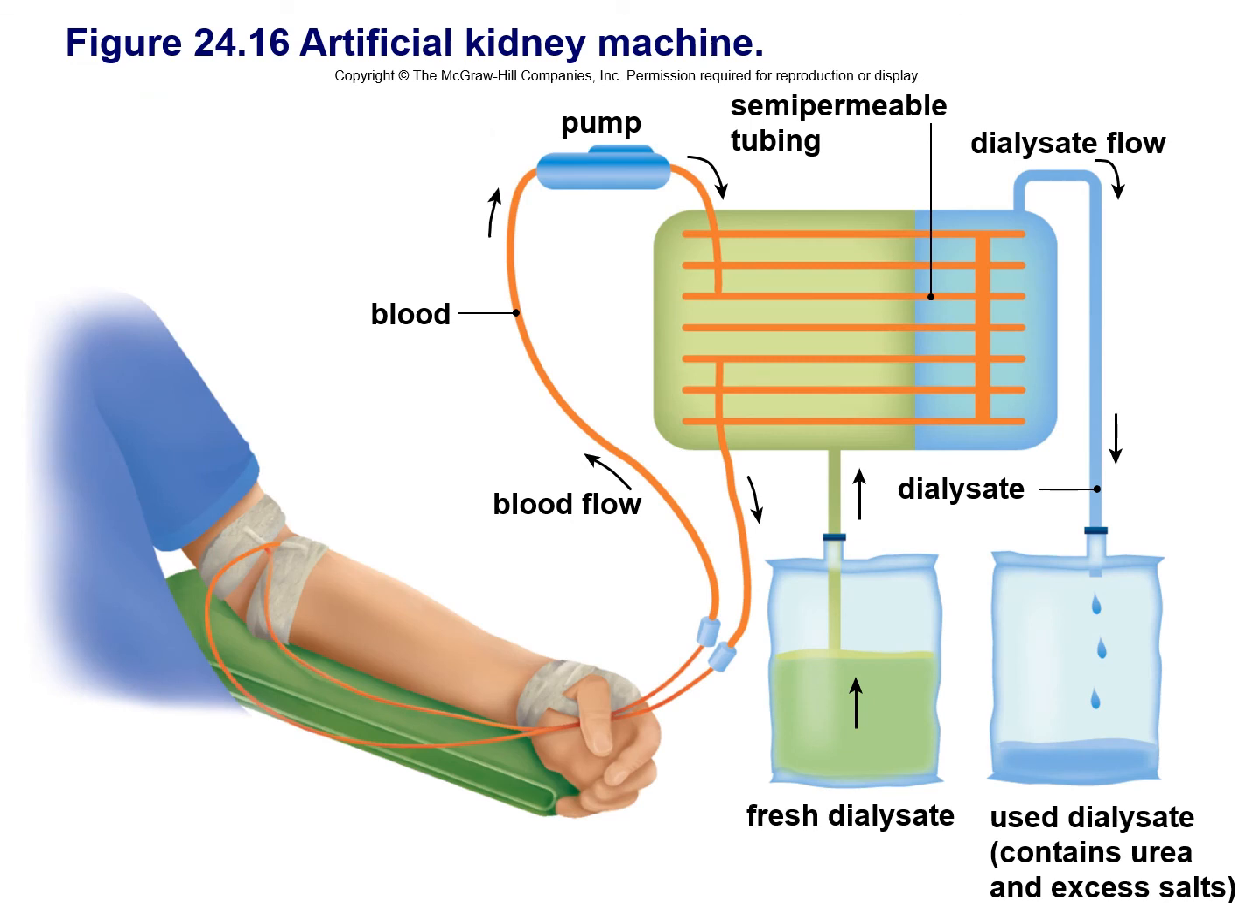Okay, and so here's how this works. You've got the blood flow coming out of the body, and that blood flow goes through this pump and through this semi-permeable osmosis tubing. It has the dialysate come through, and it allows for an exchange. The used dialysate passes out right here with all the urea and excess salts. Afterwards, the blood is reinserted back in, now filtered. So that's an artificial kidney machine, or dialysis machine.